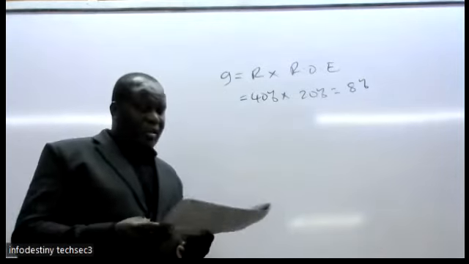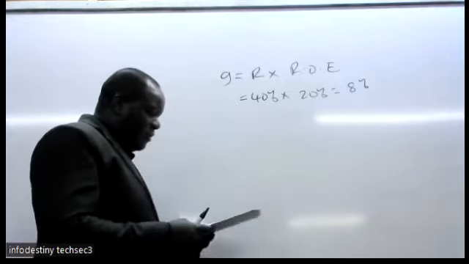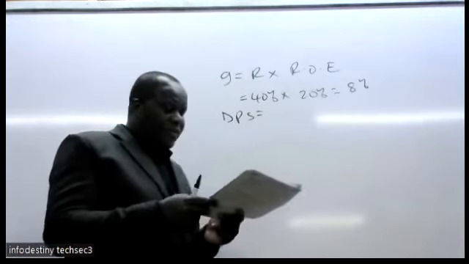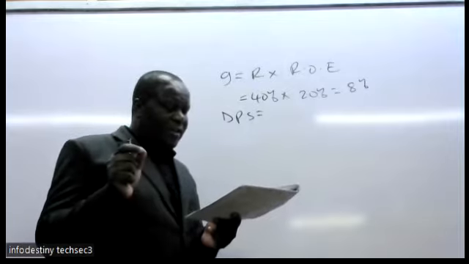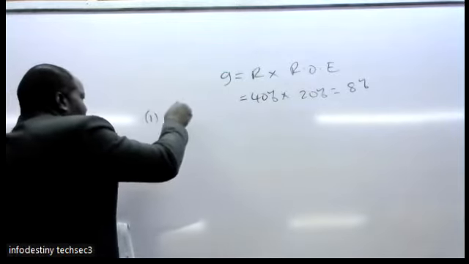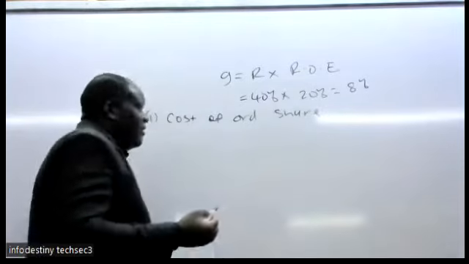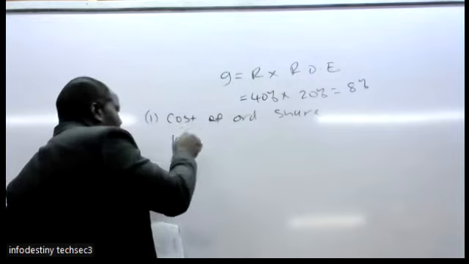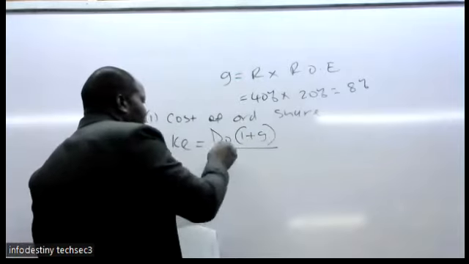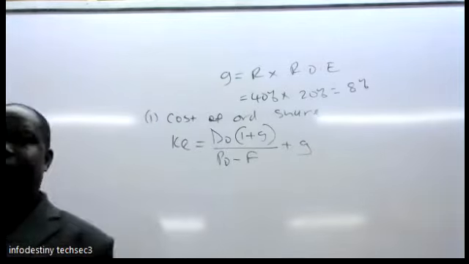After that, we go to Roman number one, where we calculate the cost of the ordinary share capital. We also need the dividend per share. Sorry, the dividend per share has been given. So we start off with Roman one, cost of the ordinary share, which is Ke. It is given by D0 times (1 plus g) divided by P0 minus the flotation cost, and we add g at that level.